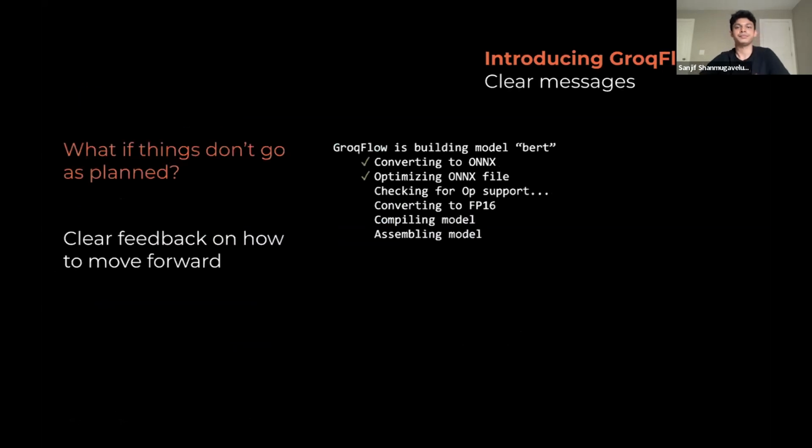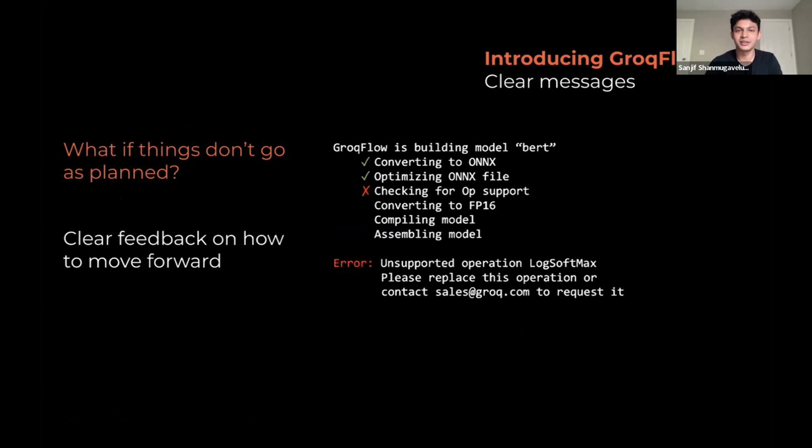There we go. Now, what happens if things don't go to plan? It tells you where it failed. So for example, over here, it says checking for op support, which means we have an operation which isn't supported on the Groq system. And this isn't really something you can do right now because you'd have to tinker with the compiler. So like we were talking about earlier, contact us and we'll work with you to get things unblocked.